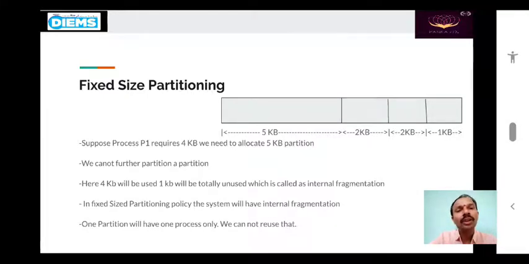Now we cannot further partition the partition, right? If it is 5 KB and the process is 4 KB, I cannot have a 4 KB partition and 1 KB unused space, not like that. When the 4 KB is used, 1 KB will automatically be unused, but I cannot make the 5 KB partition into a 4 KB one. Here 4 KB will be used and 1 KB will be totally unused, which is known as internal fragmentation.